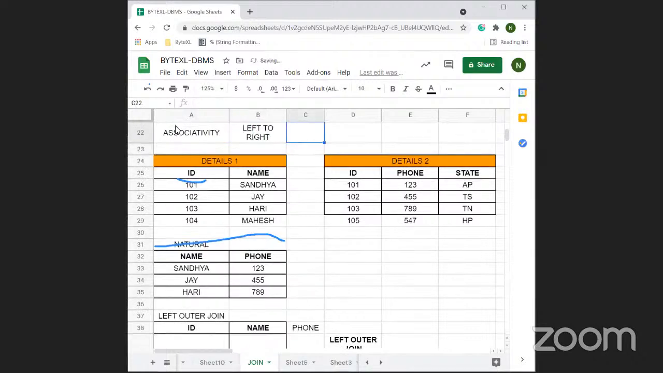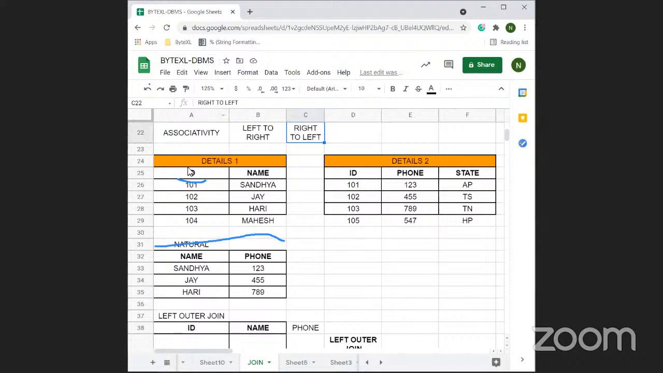Left to right, the way of reading or writing, there is one concept. Also right to left. In programming languages, any language it is, generally it will be left to right only. Under special circumstances, it will be right to left also.